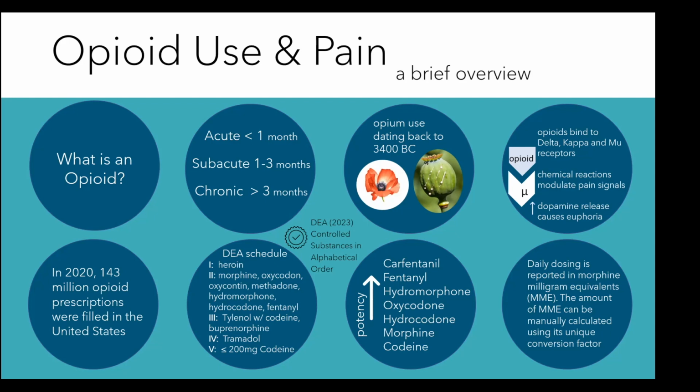This graphic just provides a visual of potency among commonly used opioids, which segues into our last circle on morphine milligram equivalents. The morphine milligram equivalent, or MME, is a unit of measurement that's used to specify total daily dose of opioids with respect to morphine. Each opioid has its own unique conversion factor to allow for this calculation. This is important because certain levels of daily MME are associated with increased risks. So we're going to be going over this later in the presentation.